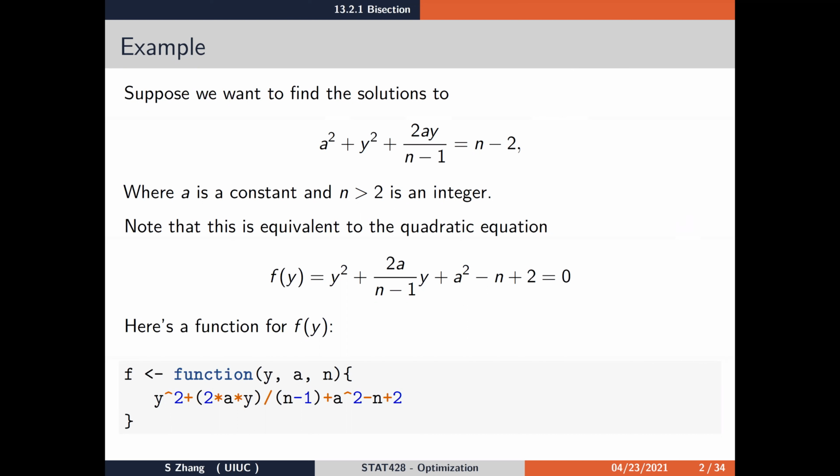Here, y is the variable, and a and n are parameters, where a is a constant and n is an integer that's greater than 2. Let's note that we can move the things on the right-hand side to the left-hand side. So this nonlinear equation here is equivalent to the quadratic equation f(y) equal to y squared plus blah, blah, blah, minus n plus 2 is equal to 0. So let's first create a function for f(y). This function essentially takes inputs of y, a, and n, and it computes what f(y) is equal to.